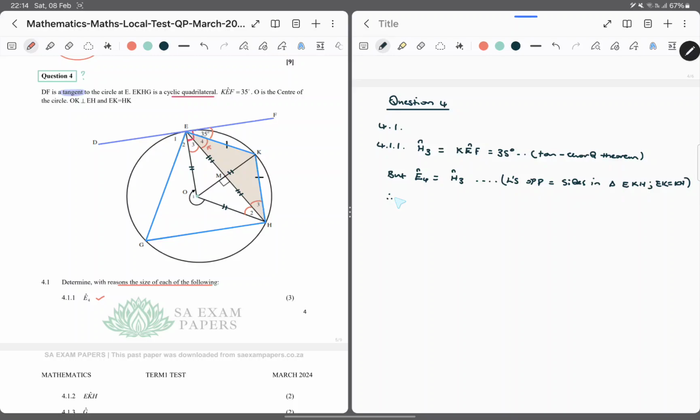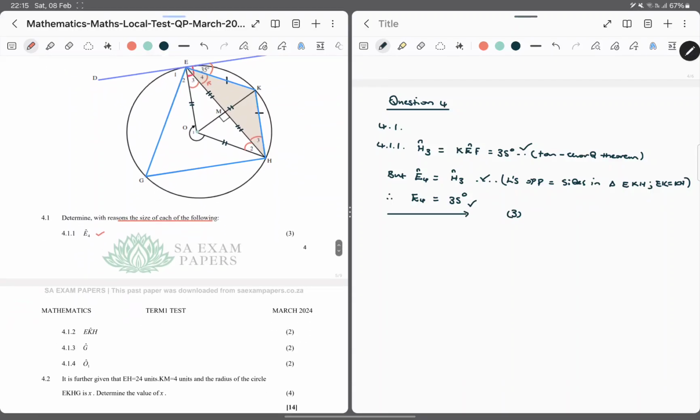So therefore we understand that angle E4 is going to be 35 degrees. No complications. Nothing. Easy. So this statement and reason, answer. Easy, 3 marks. Okay, let's move on.